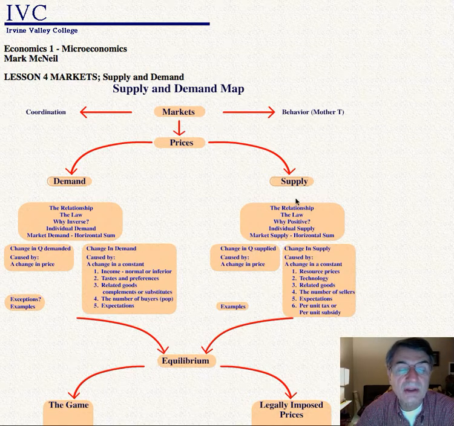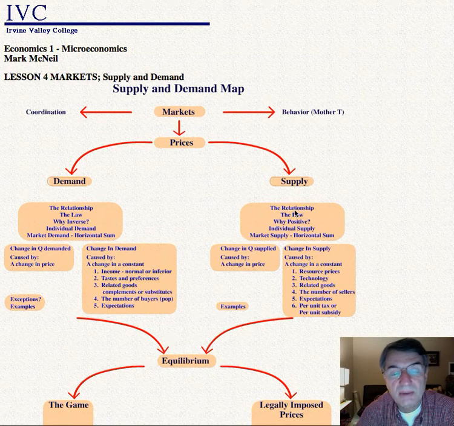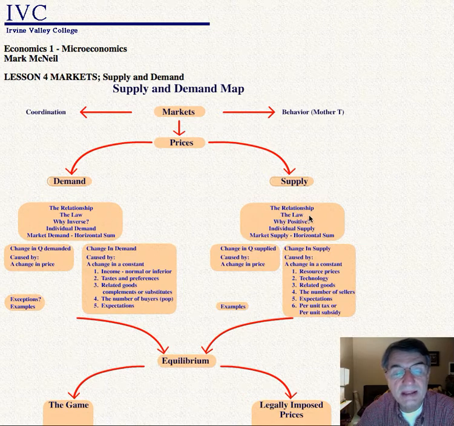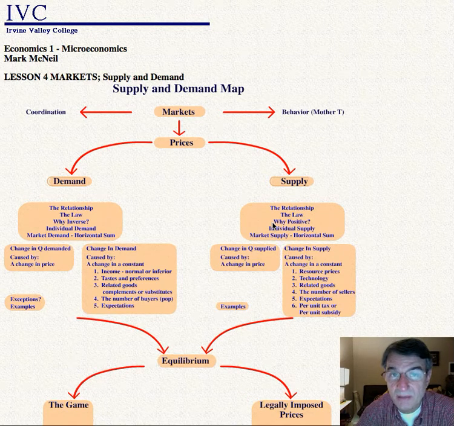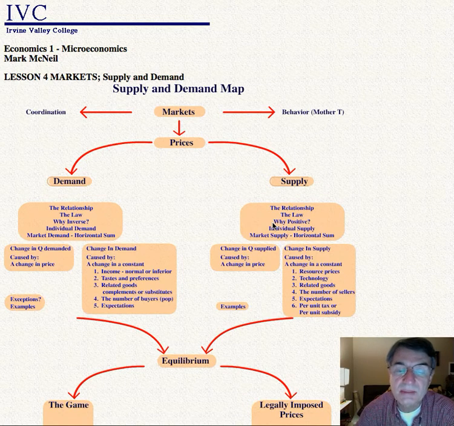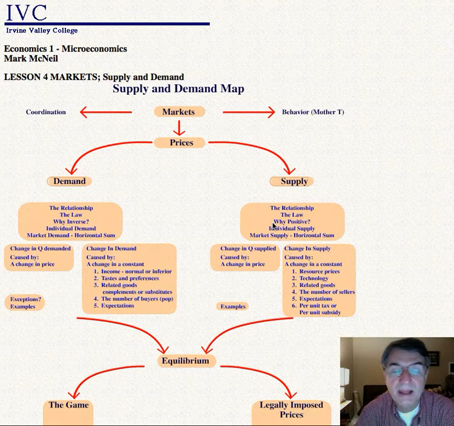Then after doing that, you go to supply. Same thing. You look at the relationship. The law of supply says that this is a positive relationship between the quantity that producers will produce and offer for sale in the market. That's quantity supplied, and the price. And if the price goes up, the quantity supplied goes up. If the price goes down, quantity supplied goes down.